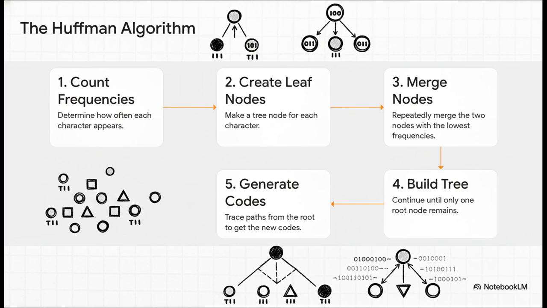And guess what data structure it uses? A binary tree, the very thing we were just talking about. It counts up how often every character appears, and then it builds a custom tree by constantly merging the two least common characters together. By doing this, it guarantees that the most common characters end up closer to the top of the tree, which means they get the shortest codes.